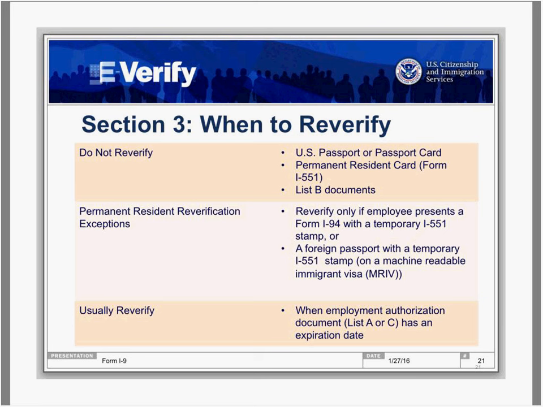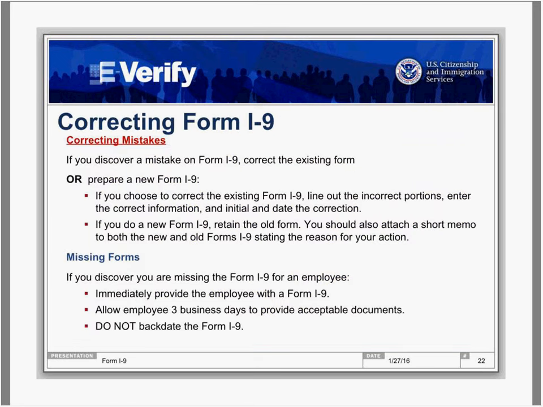And as you see down at the bottom, you usually re-verify when that employment authorization, List A or C, has an expiration date. Now, don't fret. Remember, I told you there's a customer care line number that you can pick up the phone Monday through Friday, 8 a.m. to 5 p.m. with any question if you get stumped on anything.